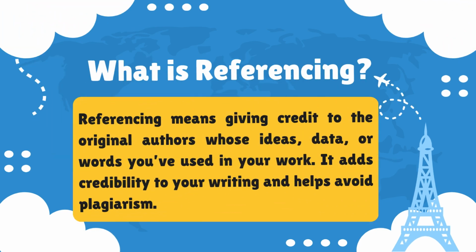Before we begin using the tool, let us first understand what referencing actually means. Referencing is the process of giving credit to the original authors and sources whose ideas, words, or research you have used in your work. It shows that your work is well researched, builds credibility, and most importantly, it helps you avoid plagiarism. Referencing also allows your readers to locate the sources you have cited so they can explore the topic further if they wish. In academic writing, proper referencing is not just good practice, it is a requirement.